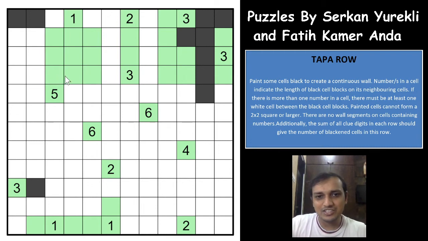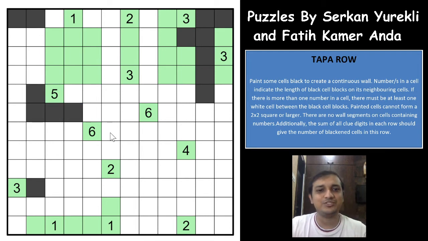So 5 already has 2 unshaded, so the common 4 cells will have to be shaded. That is excellent, guys.